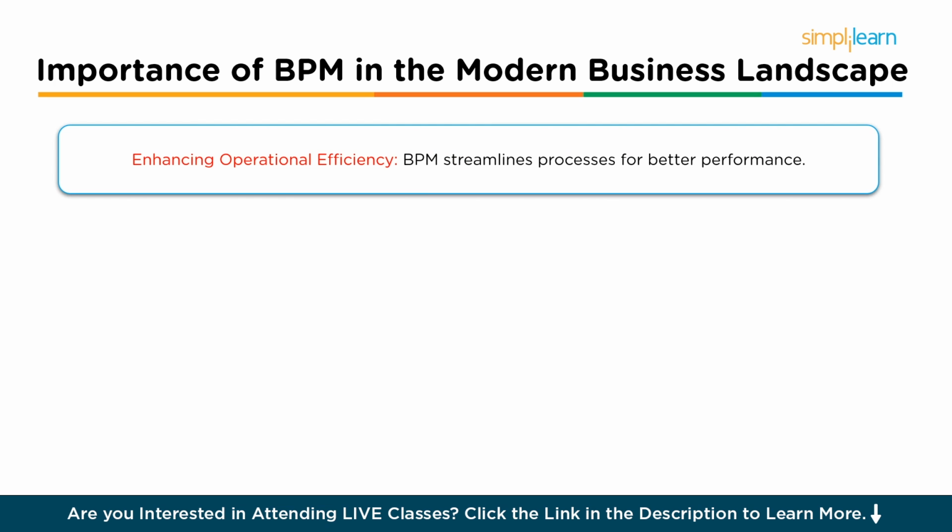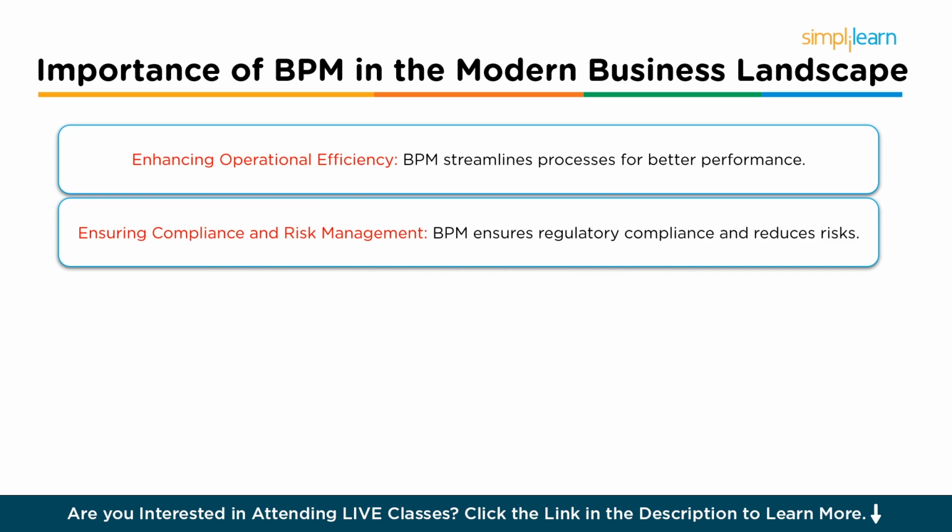Enhancing operational efficiency. As we move from theory into real-world application, it's important to understand how BPM directly contributes to business efficiency. In today's fast-paced world, the most successful organizations are those that can operate efficiently while maintaining flexibility. BPM allows businesses to streamline processes, reduce redundancy, and eliminate inefficiencies. This results in smoother operations, reduced cycle times, and more effective use of resources, all of which contribute to improved performance.